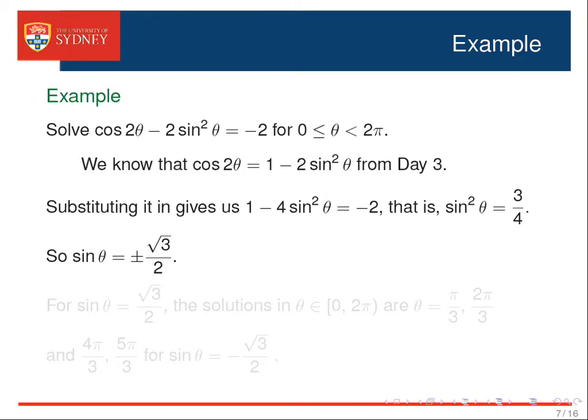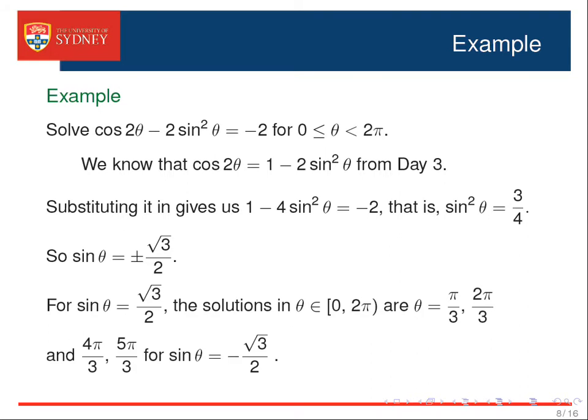You can take the square root of both sides to get the positive square root of 3 over 2, and don't forget the negative square root of 3 over 2. For sine theta equals square root of 3 over 2, theta should be in the first two quadrants as sine theta is positive. So solving for theta, we get pi over 3 for the first quadrant and 2 pi over 3 for the second quadrant. For sine theta equals minus square root of 3 over 2, theta should be in the third and fourth quadrants, that is 4 pi over 3 and 5 pi over 3.